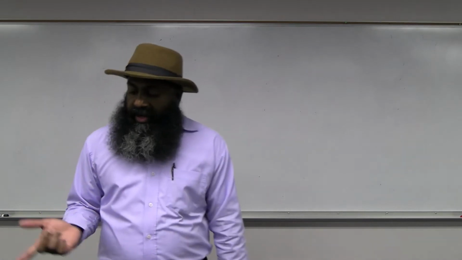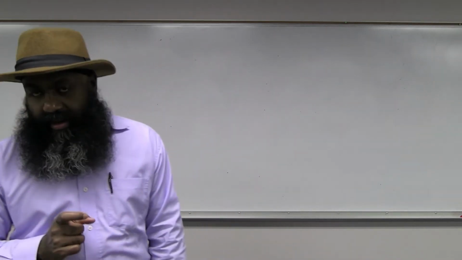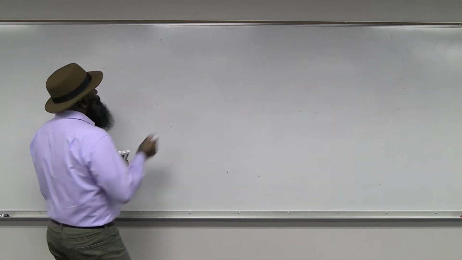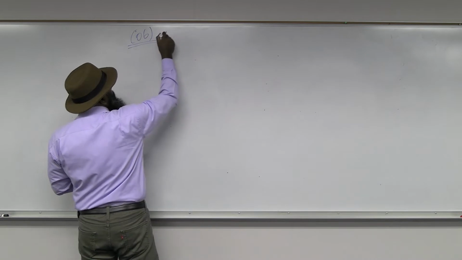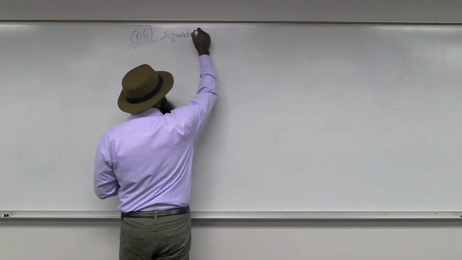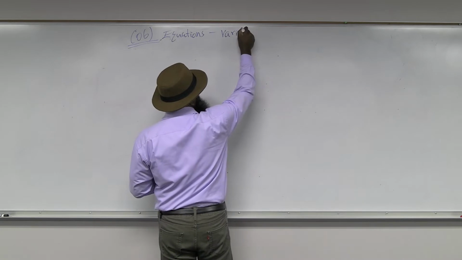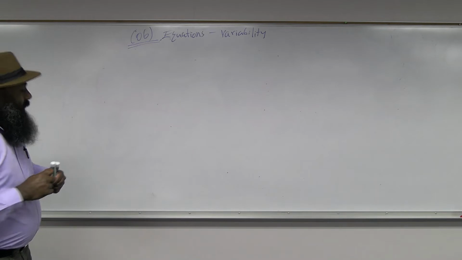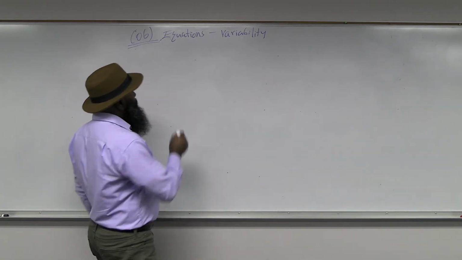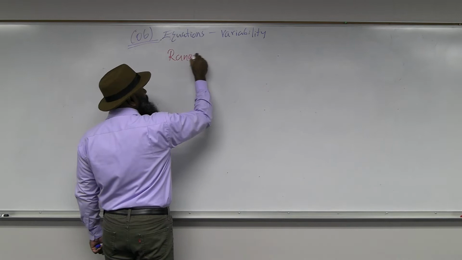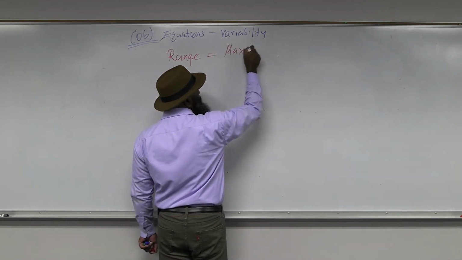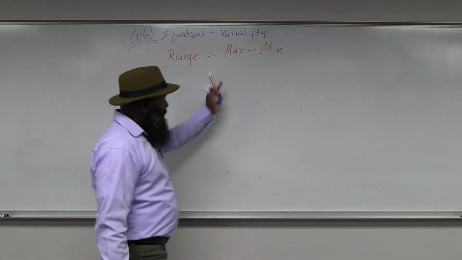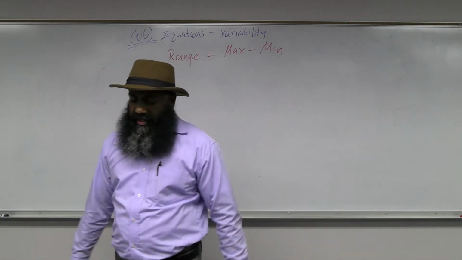Now we go to point number 6, equations for the measures of variability: range, quartiles, variance, and standard deviation. The range we already saw. What's the equation for range? We defined range as maximum minus minimum. So observe your data set, pick the maximum and the minimum, and take the difference. That should give you the range. It's as simple as that.